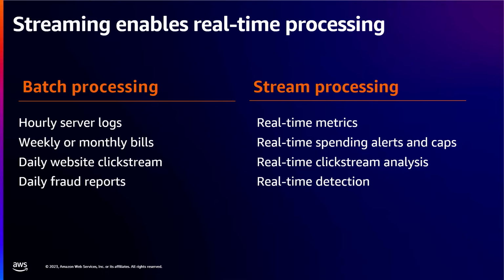So comparing batch processing and stream processing, you want to move from batch architectures, which creates a whole bunch of new capabilities. Examples over here: from hourly server logs to real-time metrics; from weekly or monthly bills created by a job, to maybe a system that can do real-time spending alerts, and then maybe implementing spending caps if that's something that could be useful to you. Or click streams from websites: instead of getting a daily report at the end of the day, you can do real-time analysis to work out what your customers are doing. And customers like financial institutions, where obviously fraud detection is really important.